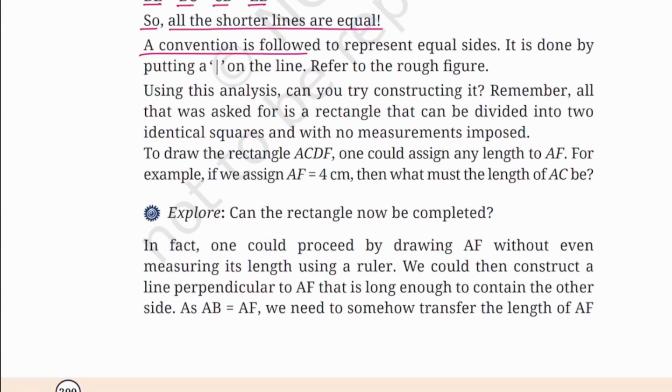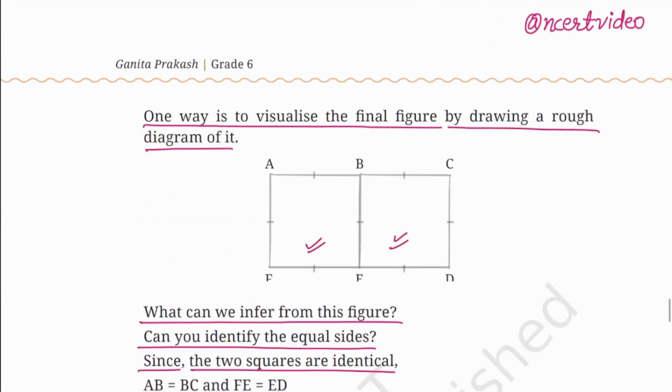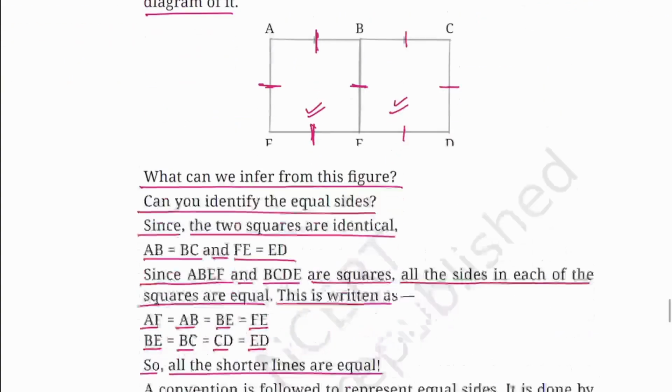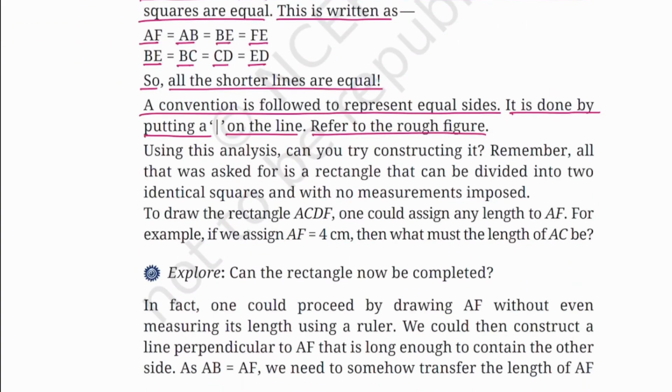A convention is followed to represent equal sides. It is done by putting a line on the line referred to in the rough figure. You can see equal lines are shown using this type of smaller lines. Using this analysis, can you try constructing it?